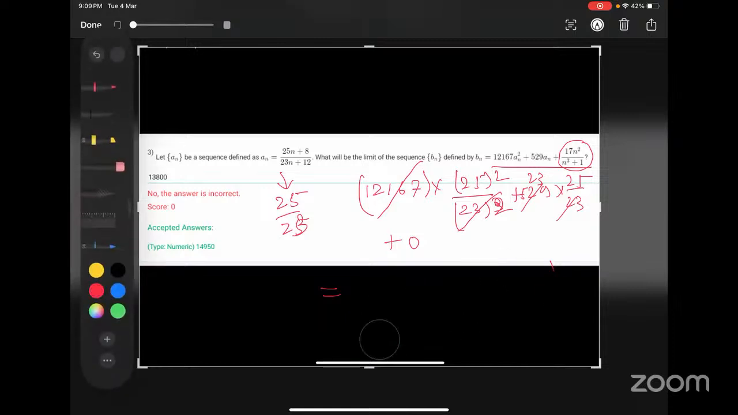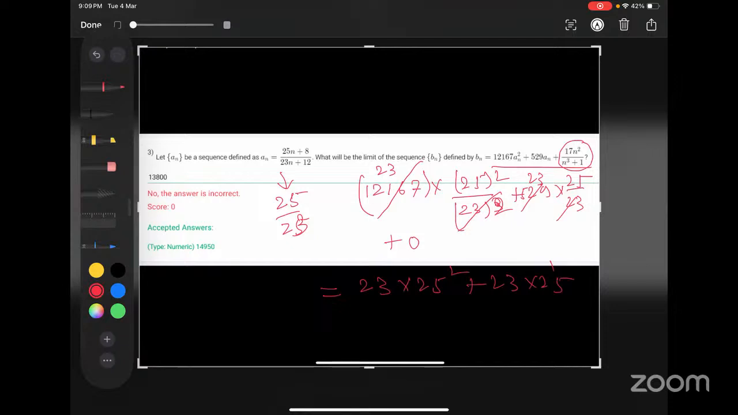Plus, you cannot cancel. So if I cancel it, we will get 23, right? No, you cannot cancel, madam. How can you cancel? It is 529. What I can see, 12167 by 23 is 529. And if I again divide it, we will get 23. So this is 23 into 25 square plus 23 into 25.